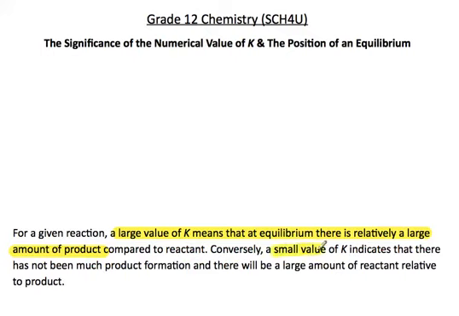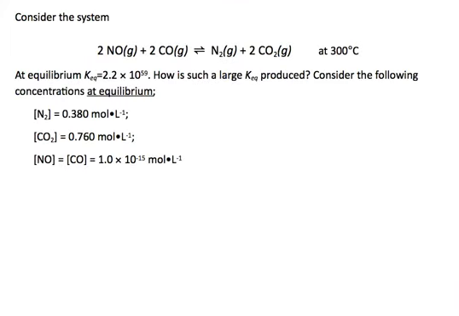Conversely then, if you have a small value of k, what that means is that there has not been much product formation, so therefore a large amount of reactant relative to product. Okay, so again, already hopefully you can see from a qualitative point of view the value of k is going to tell us pretty well right away something about the concentrations of reactants and products at equilibrium. Alright, so let's look at this by way of an example.